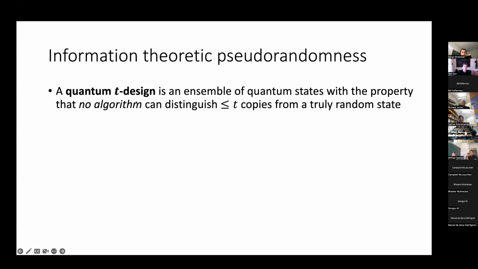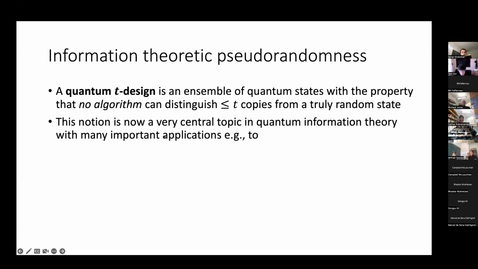Sometimes a quantum T design refers to a pseudorandom unitary. For me, it's just going to be an ensemble of states, but they're clearly related concepts. And this notion of quantum T design is now a very central topic in quantum information theory, with many important applications. For example, randomized benchmarking, where maybe we want to understand our error rate of some 2-qubit gate that we implement experimentally, and we want to know how good of a job we're doing. How close to the true gate did we just implement? It turns out that quantum 2 designs help us do this in a sample efficient manner, which is pretty awesome.